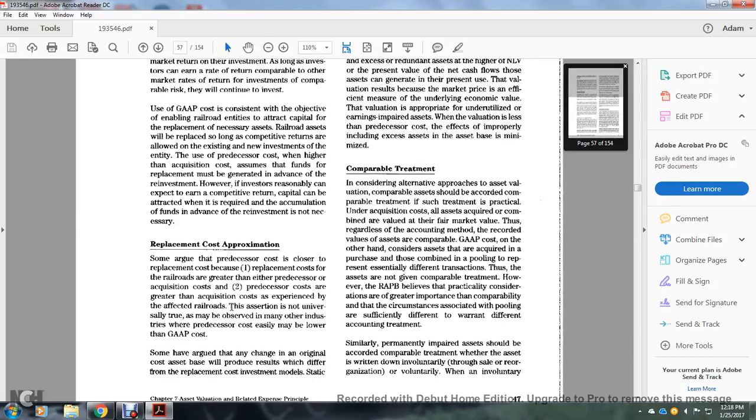Alright, replacement cost approximation. Some argue that the predecessor cost is lower than the replacement cost of the railroad goods, greater than the predecessor acquisition cost. The assertion is not universally true, but it is observed in many other industries, and the predecessor cost can easily be lowered by government accounting auditing process costs.